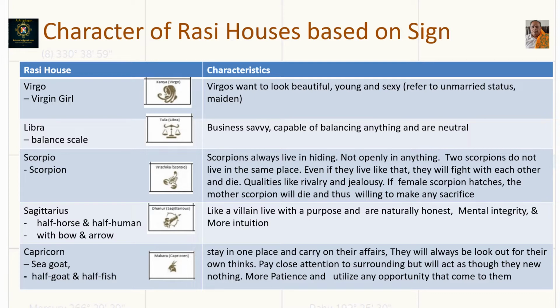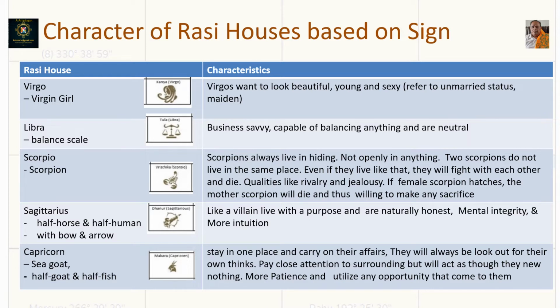Then comes the Dhanus Rasi, Sagittarius. Here the symbol is half horse and half human, with the remaining part being a human head, and with a bow and arrow. So fighting, naturally, requires mental integrity, because they have to focus on the target. So they have high mental integrity, and they are more intuition oriented. So that is the character of this sign.